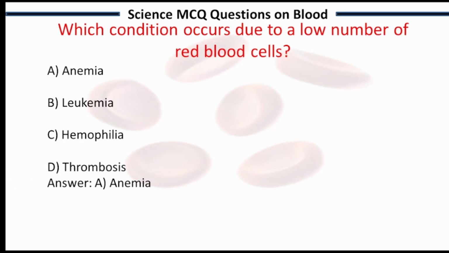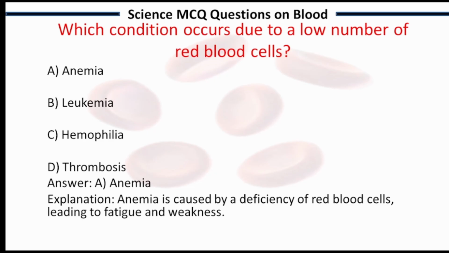Right answer is anemia. Anemia is caused by deficiency of red blood cells, leading to fatigue and weakness because transportation of oxygen to every body part is insufficient.